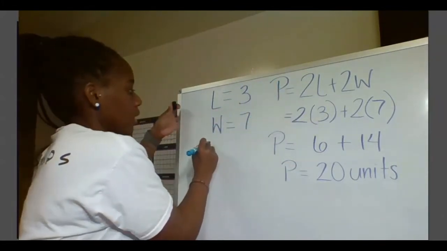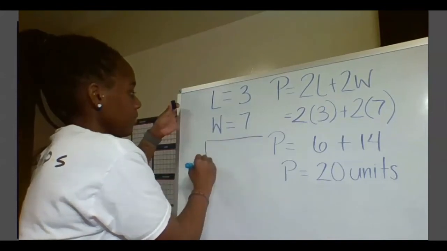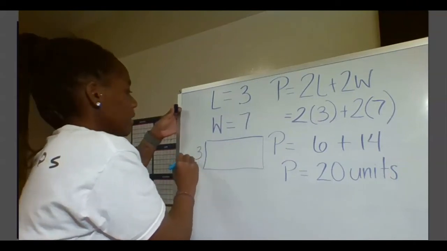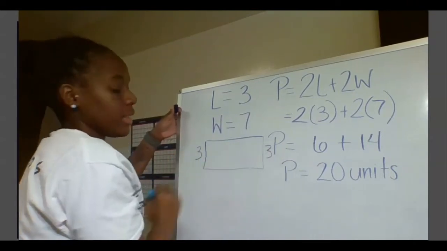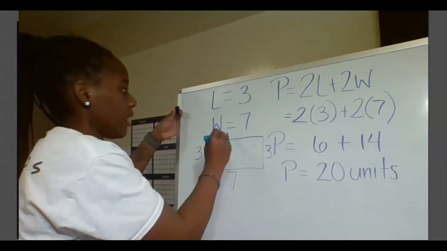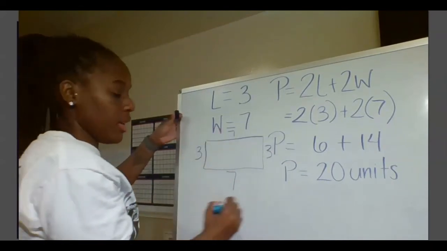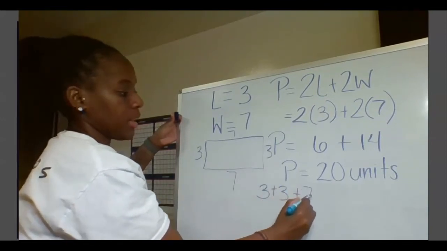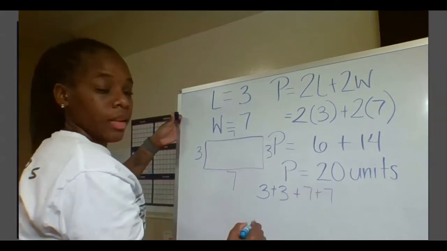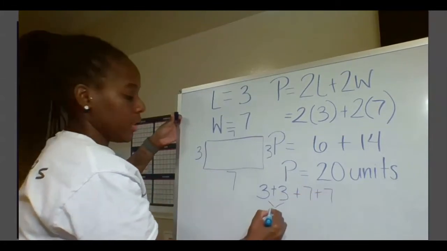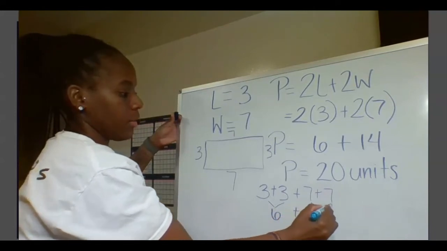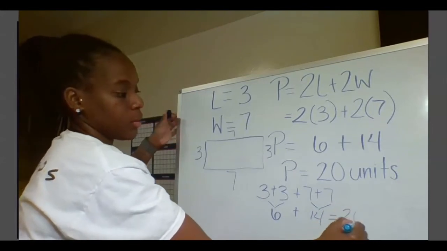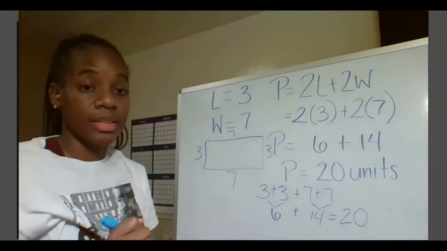I could have drawn the rectangle again. And just like we saw in our video, if this side is 3, then this side is also 3. If this side is 7, then this side is also 7. We could have taken 3 plus 3 plus 7 plus 7. 3 and 3 gives us 6, plus 7 and 7, which gives us 14, for a total of 20. All right, so that's the same exact thing.